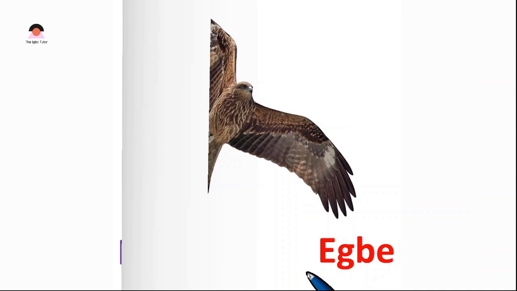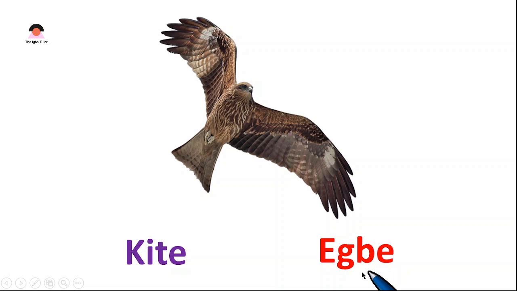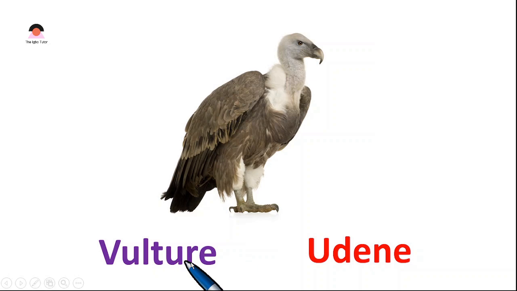And we have next kite. Kite is called Egbe in Igbo language. Hawk is faster and swifter than kite, but kite is bigger in size. So kite is Egbe in Igbo language. Next is vulture. Vulture is Udene in Igbo language.